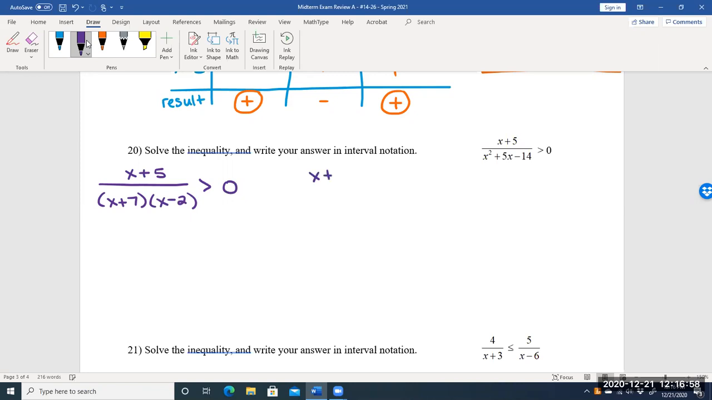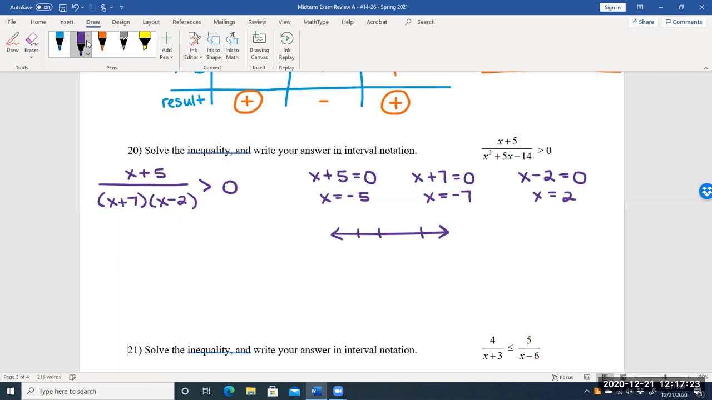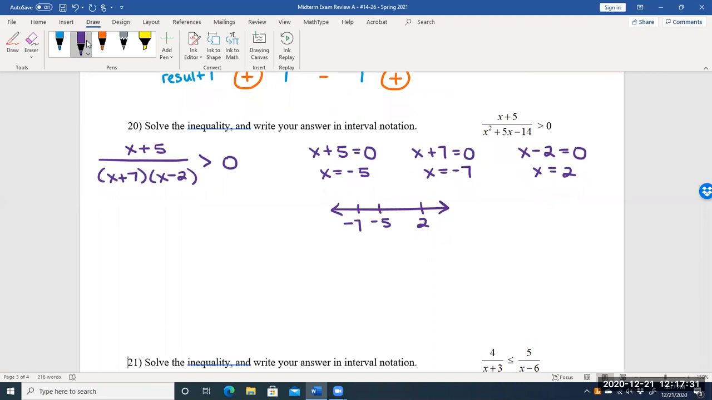First, I'm going to find where the factors are equal to 0. That is what determines the intervals that we put at the top of our sign chart. So I've got negative 5, negative 7, and 2. And like I said, I like to make a number line just so I don't mess anything up. But if you can do this in your head, that's just fine. But I like to put my critical numbers on the number line in numerical order. So we've got negative 7, negative 5, and 2.